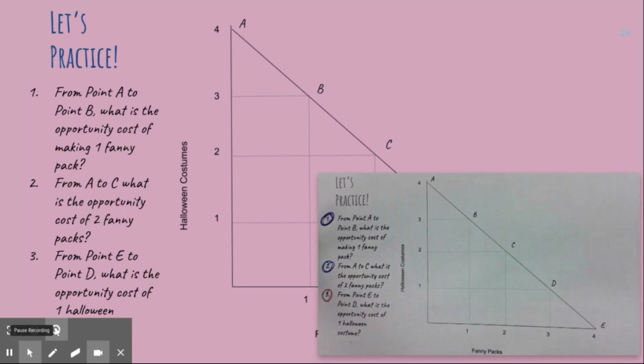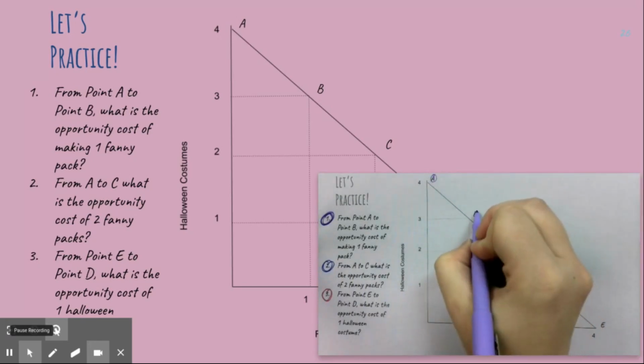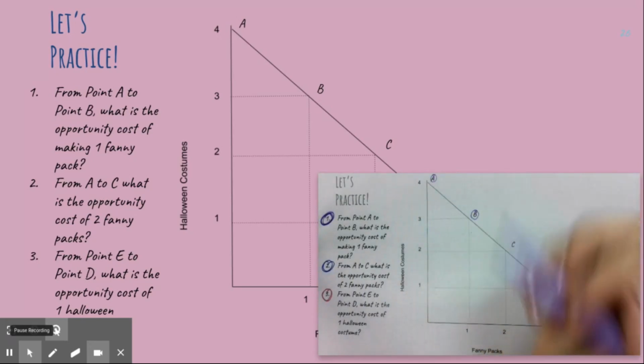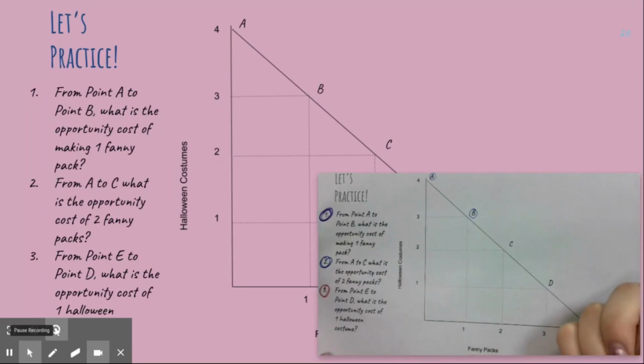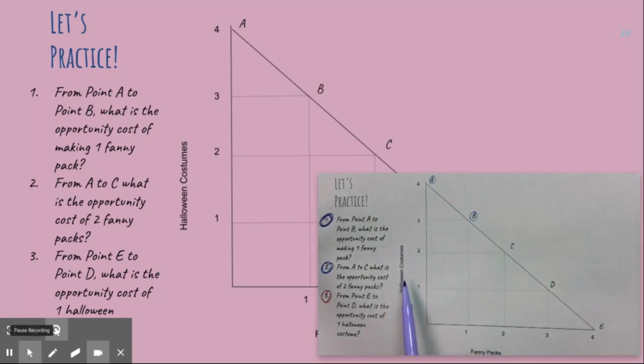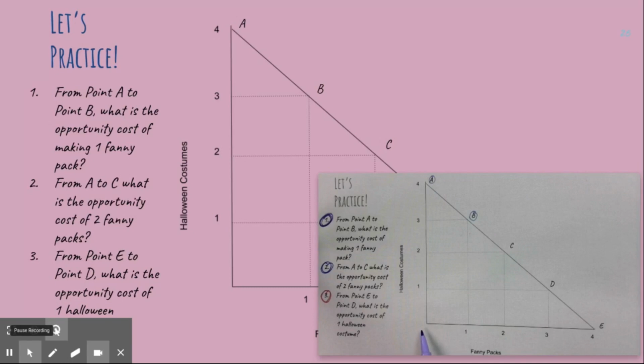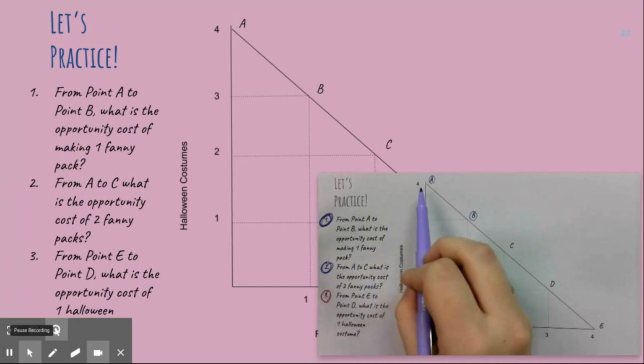So let's start. From point A to point B, what is the opportunity cost of making one fanny pack? Okay, so we're looking at point A to begin with and going down to point B. What is the opportunity cost of one fanny pack? Well, let's start at point A and see where we are. At point A, we are making 4 Halloween costumes and 0 fanny packs. There should be a 0 here. So we are making no fanny packs at the expense, the opportunity cost, of making 4 Halloween costumes.